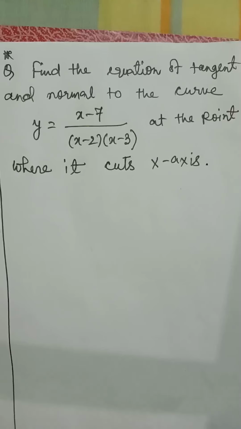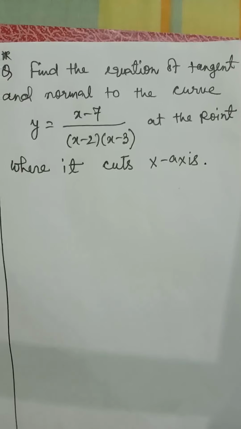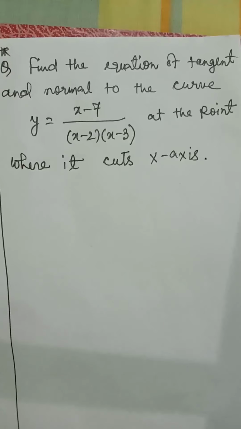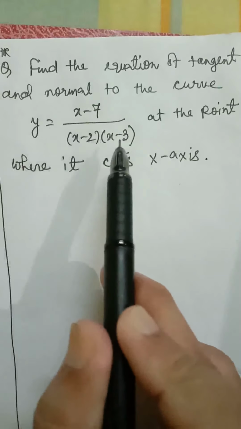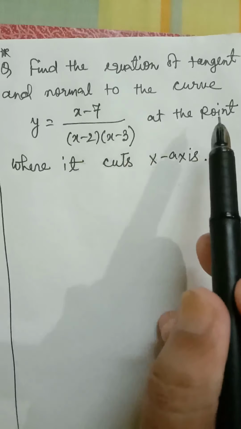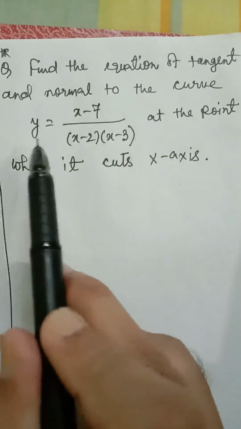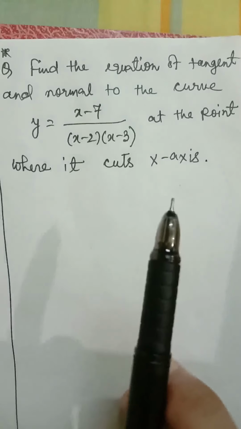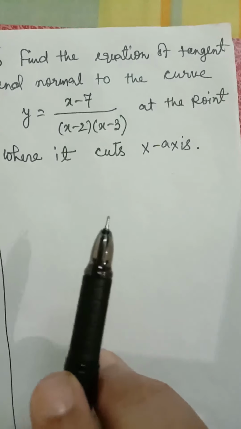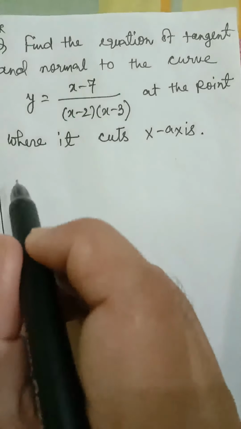Next question is from NCERT book. This is given in example, but this is a very important question. Find the equation of tangent and normal to the curve y equal to (x minus 7) divided by (x minus 2) into (x minus 3) at the point where it cuts x-axis. Here the equation of curve is given, but the point is not directly given. What you have to find? First of all, you have to find the point where you have to find the equation of tangent and normal.